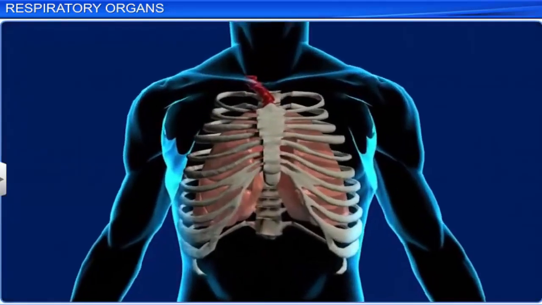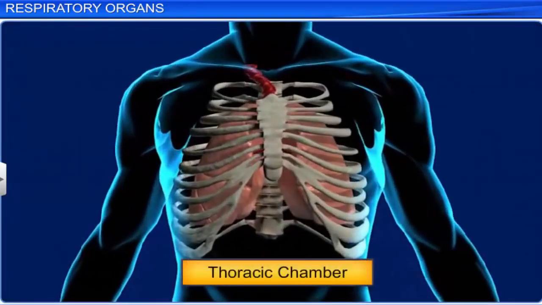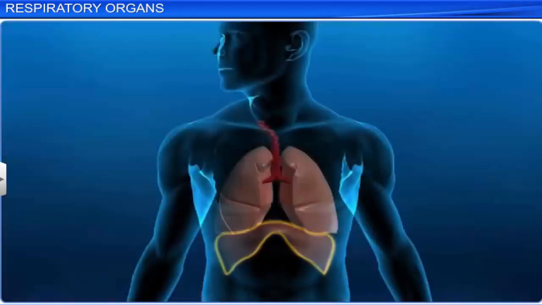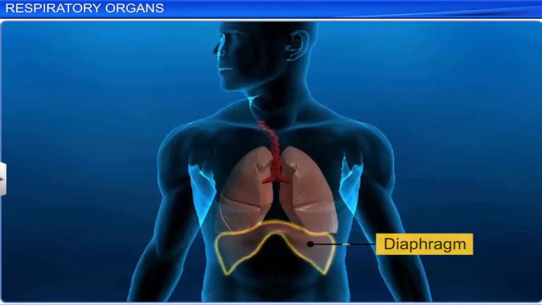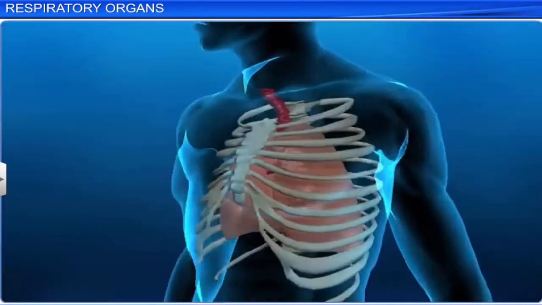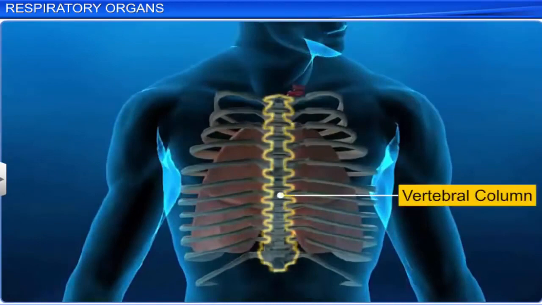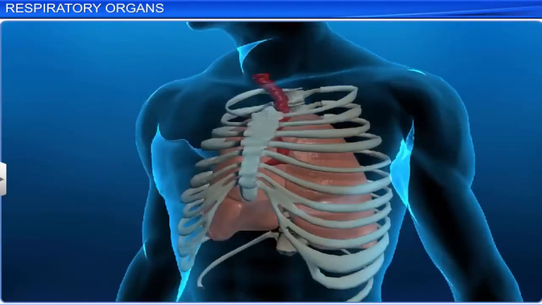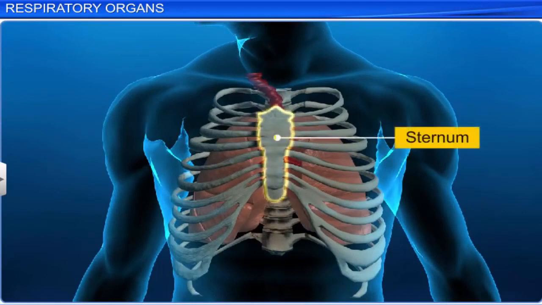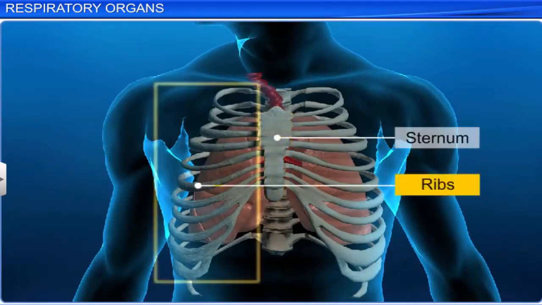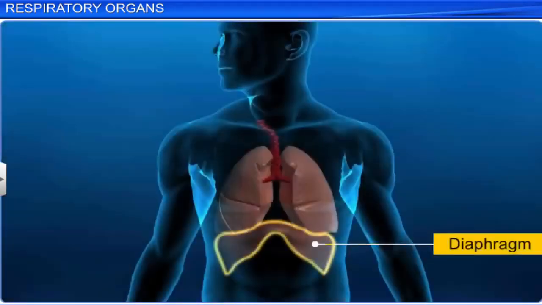The lungs are situated in the airtight thoracic chamber. A thick membranous structure below the lungs separates the thoracic cavity from the abdominal cavity. It is called the diaphragm. The thoracic chamber is supported by the vertebral column dorsally, by the sternum ventrally, by the ribs laterally, and by the dome-shaped diaphragm on the lower side.